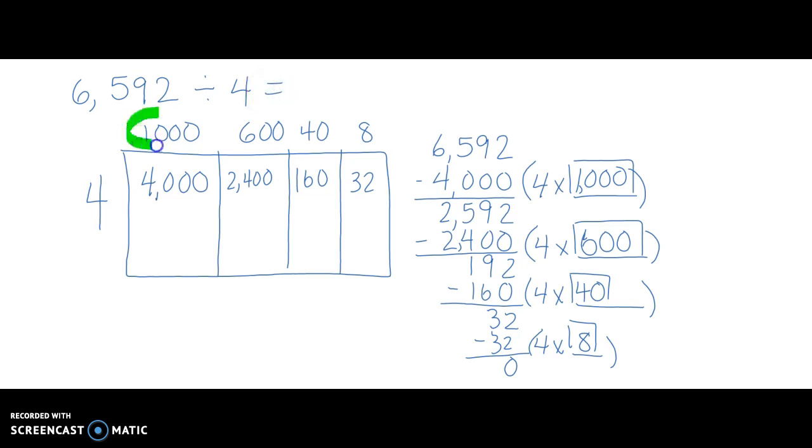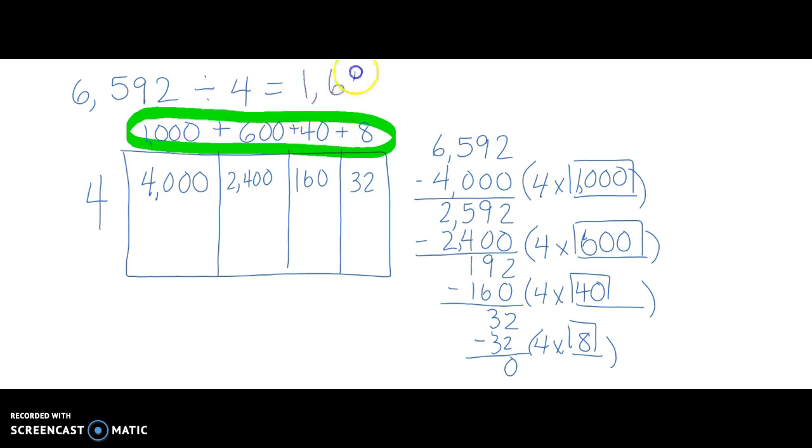Well, it's here. 1,000 plus 600 plus 40 plus 8. And I can do that mentally. That's 1,648. Now you may be saying, I don't see where 6,592 is. Well, 4,000 plus 2,400 plus 160 plus 32 altogether equals 6,592.